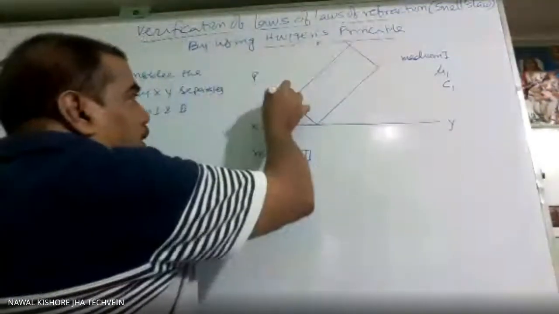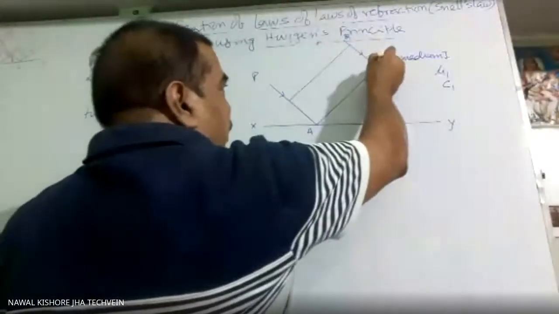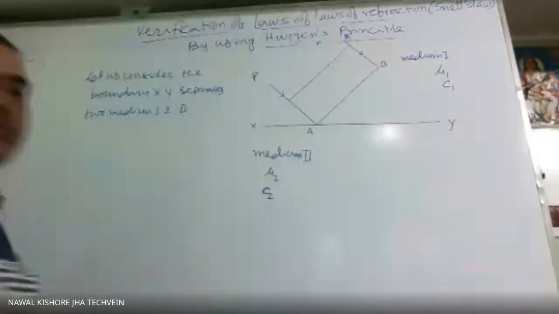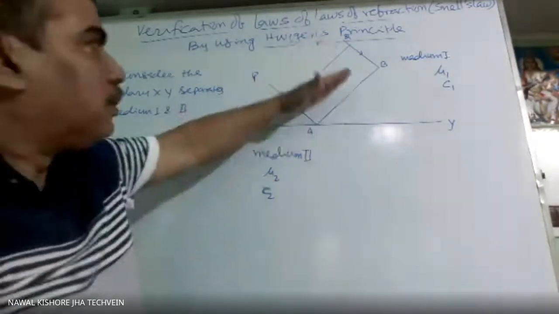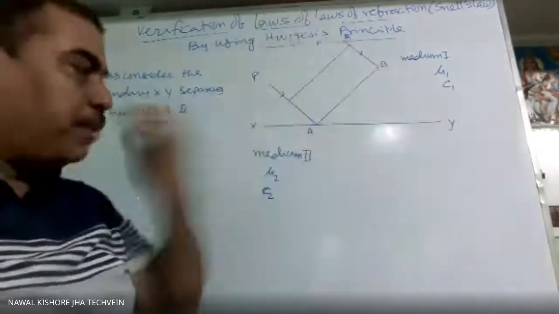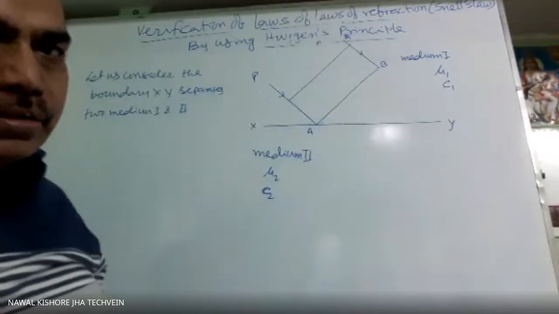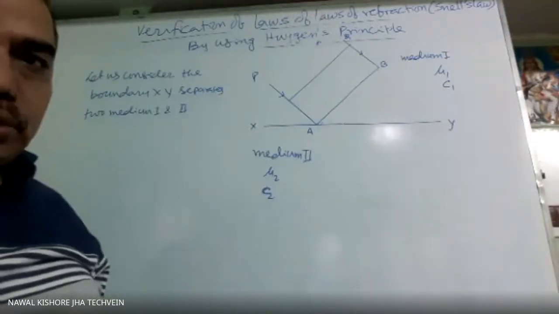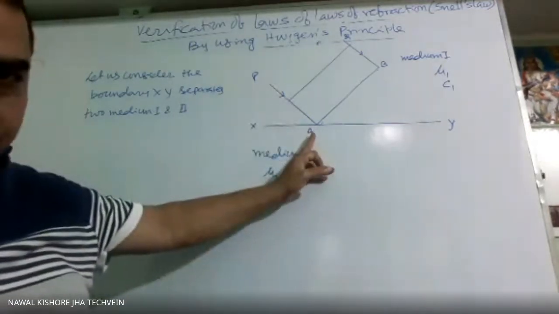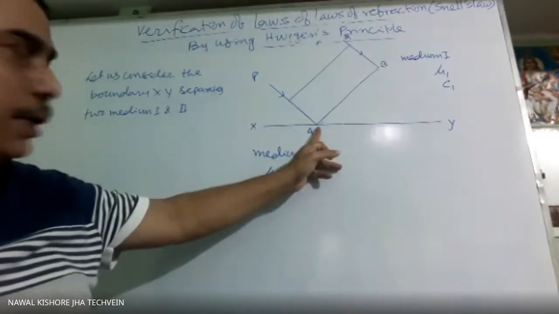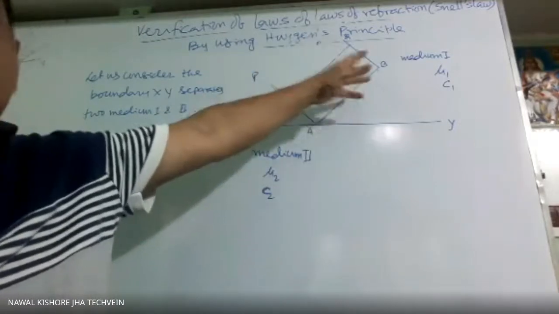So this point was P, this point was A, this point we have taken Q, this point we have taken B. Above this, the beam is parallel, so the wave front will be a plane wave front. The same concept will be there. When the ray PA has struck the point A of the boundary, ray QB is still in air.